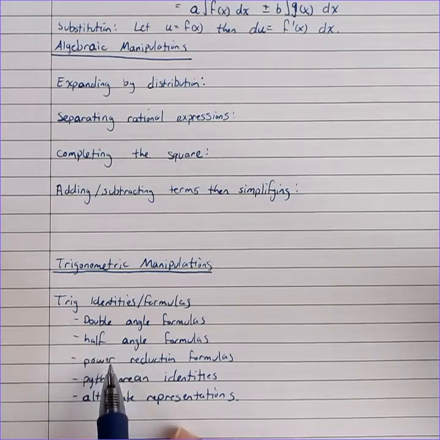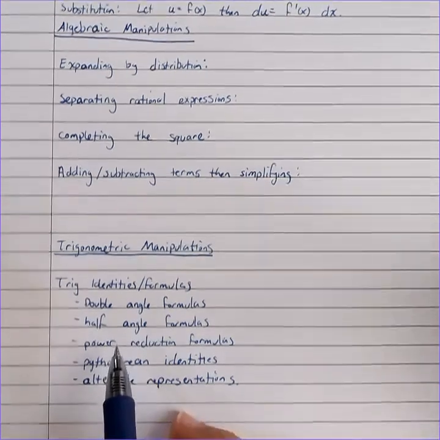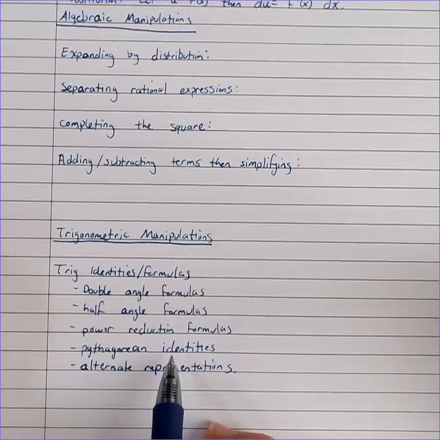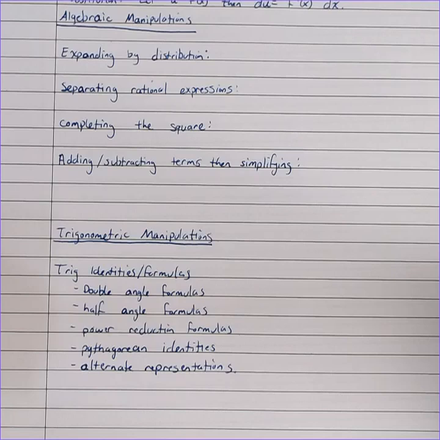How can I write sine squared of x in expressions that don't have a square anymore? Things like that. The Pythagorean identities, sine squared of x plus cosine squared of x equals 1. And there's a couple of others that are equivalent. And finally, alternate representations. You can always write any trig function in terms of any other trig function. Is tangent of x not useful in your integral?